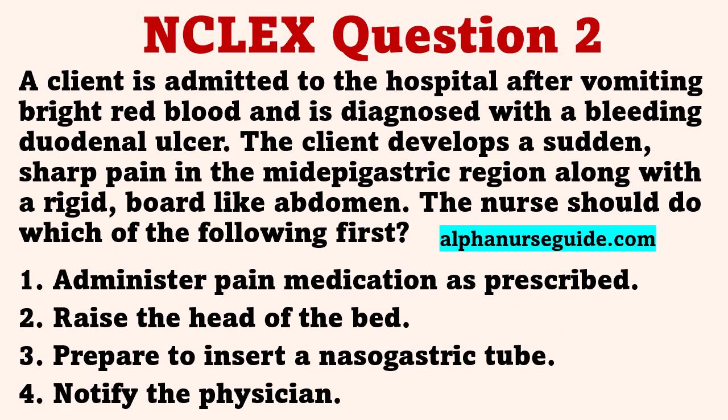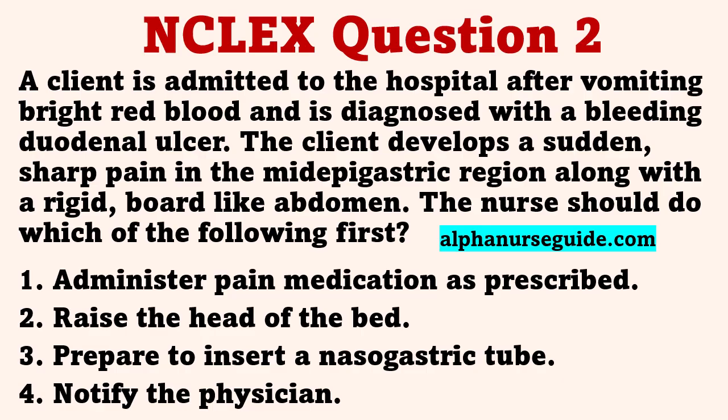A client is admitted to the hospital after vomiting bright red blood and is diagnosed with a bleeding duodenal ulcer. The client develops a sudden, sharp pain in the mid-epigastric region, along with a rigid, board-like abdomen. The nurse should do which of the following first? 1. Administer pain medication as prescribed. 2. Raise the head of the bed. 3. Prepare to insert a nasogastric tube. 4. Notify the physician.